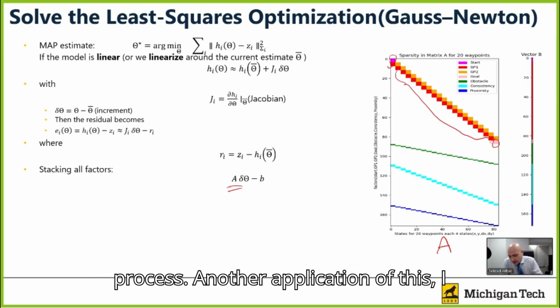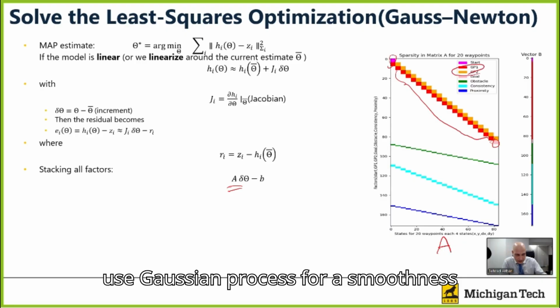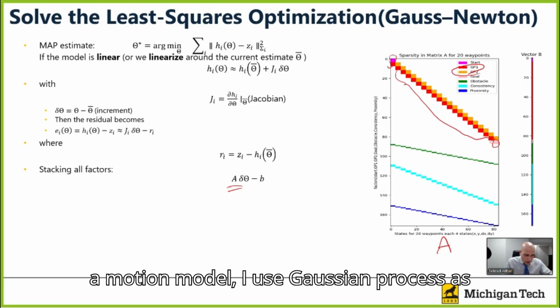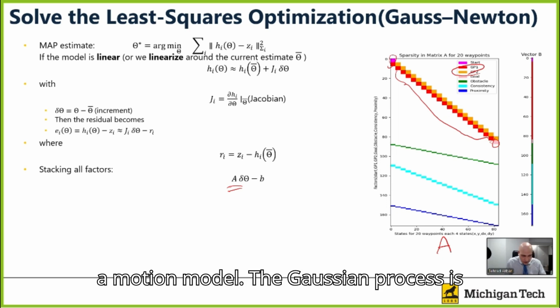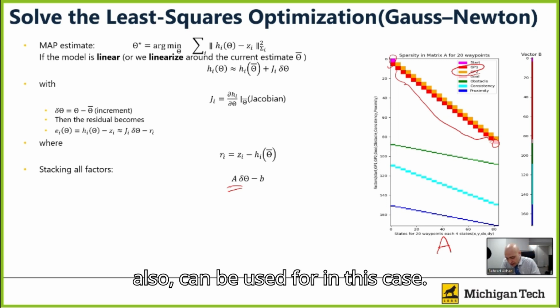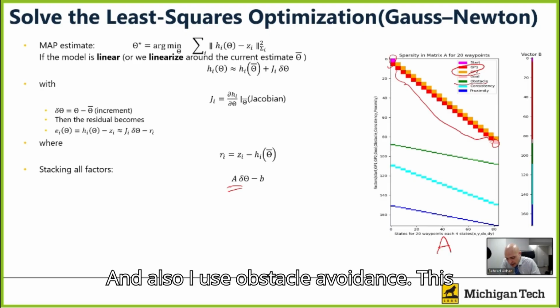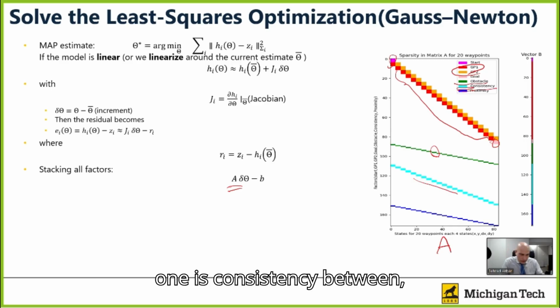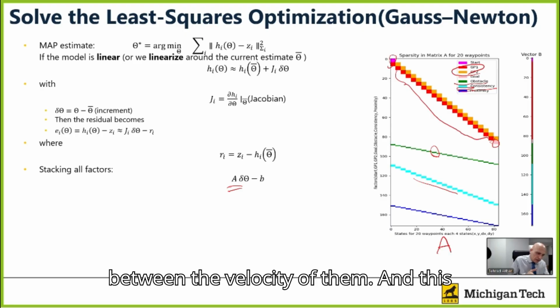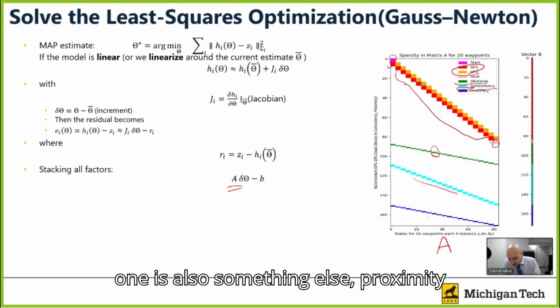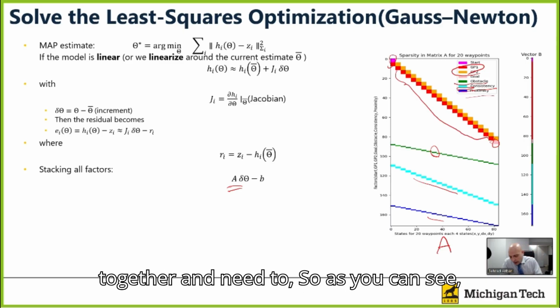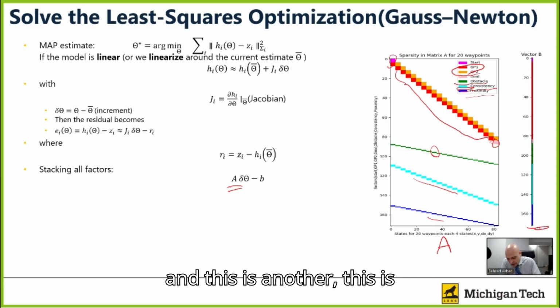Another application of this: I use Gaussian process for smoothness, instead of having a motion model. I use Gaussian process as a motion model. And also I use obstacle avoidance. This green one is obstacle avoidance. This one is consistency between the velocities of the robots. And this one is proximity safety. If two robots get too close together, they need to avoid each other. And this is B. B is just the error matrix.